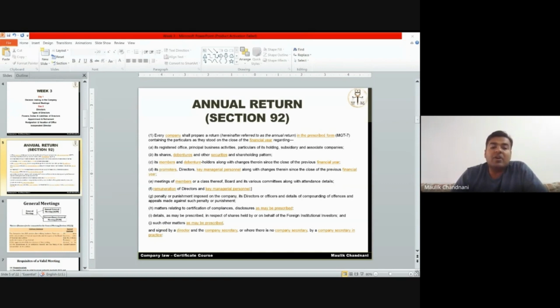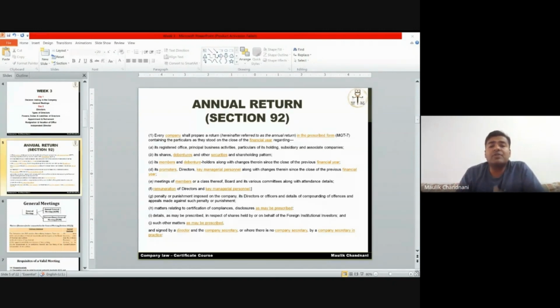Meetings of the members or the class thereof, that means how many extraordinary general meetings and that one AGM, and how many meetings you conducted, or a class thereof. There is a separate concept of class meetings. Say for example, we have n number of preference shareholders, 8% preference shareholders, 10% preference shareholders. These two are different classes. Say, for example, there was a matter for which we called the meeting of only 10% preference shareholders. So that is a class meeting.